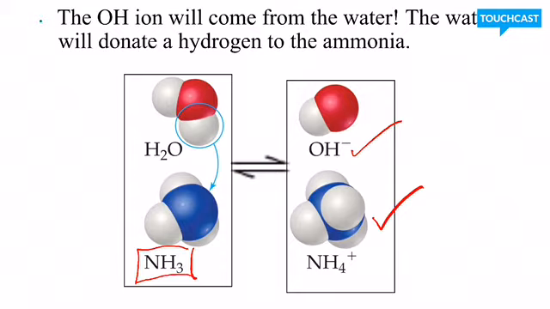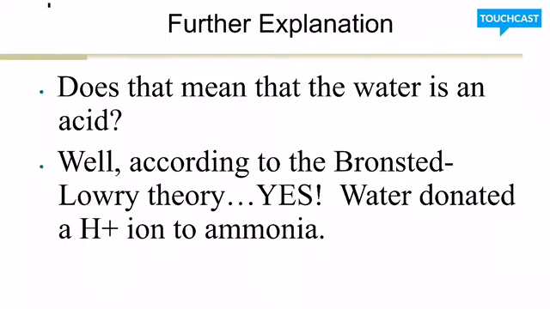So the way that that happens is really kind of neat. This water is going to release a hydrogen and give it to ammonia. Now I want you to think about the Bronsted-Lowry definition of an acid and a base. Technically an acid is anything that releases a hydrogen ion, and a base is anything that can receive that hydrogen ion. So does that actually mean that water is behaving like an acid right here with ammonia? Well, according to the Bronsted-Lowry theory, yes. Water donated that H+ ion to ammonia, so therefore it's behaving like an acid.